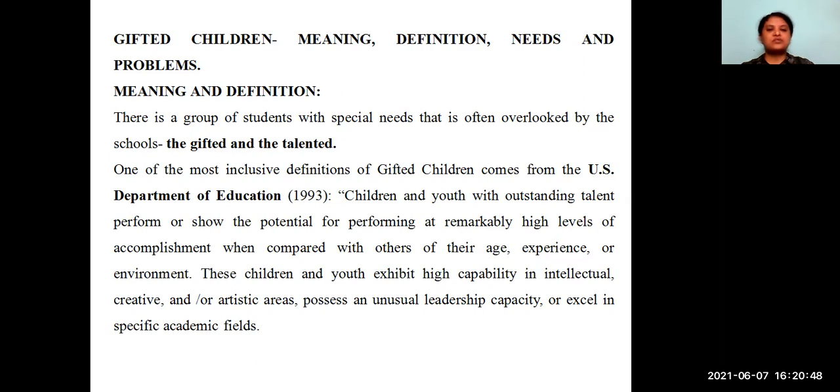One of the most inclusive definitions of gifted children comes from the US Department of Education. Children and youth with outstanding talent perform or show the potential for performing at remarkably high levels of accomplishment when compared with others of their age, experience, or environment. These children and youth exhibit high capability in intellectual, creative, or artistic areas, possess an unusual leadership capacity, or excel in specific academic fields. So this is how the US Department of Education has defined gifted children, wherein they have a special ability, they are different from the others, they are more talented.